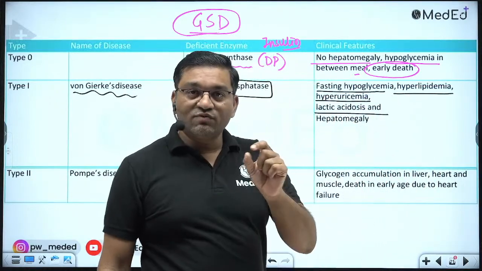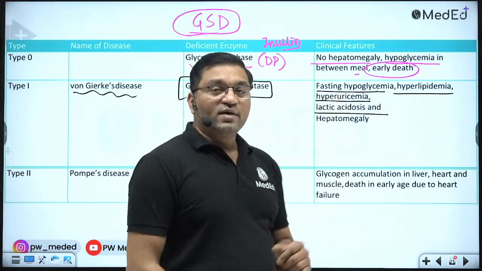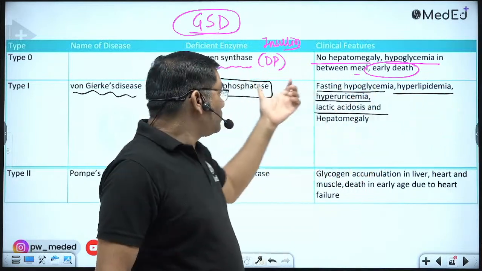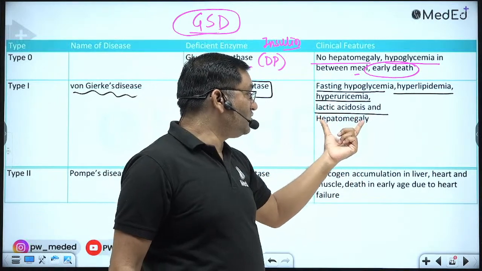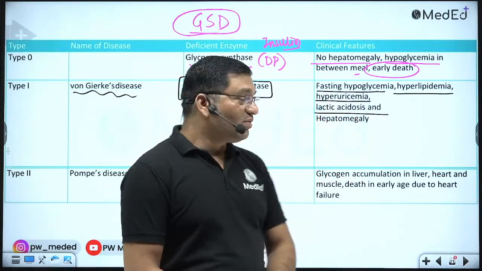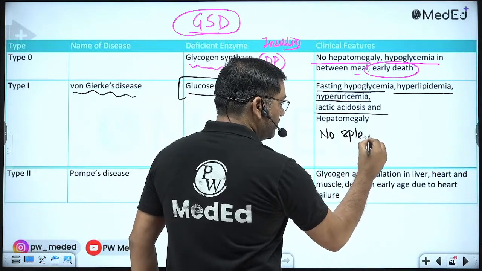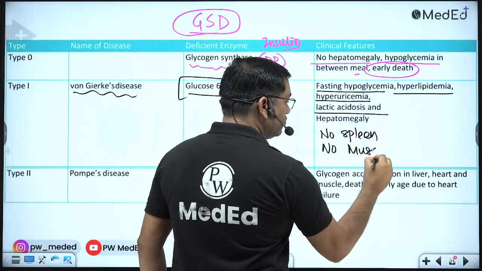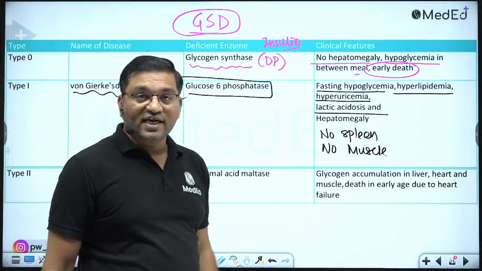When the liver is involved in a hepatic glycogen storage disorder, there is fasting hypoglycemia. So fasting hypoglycemia, hyperlipidemia, hyperuricemia because glucose 6 phosphate is diverted for uric acid synthesis, lactic acidosis, and hepatomegaly. Remember, there is no spleen involvement and no muscle involvement in this disorder, von Gierke's disease, type 1A.